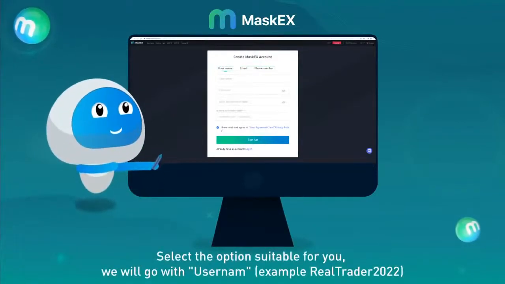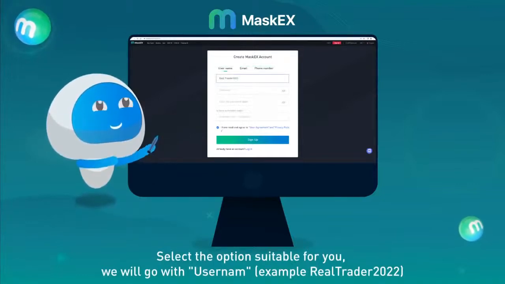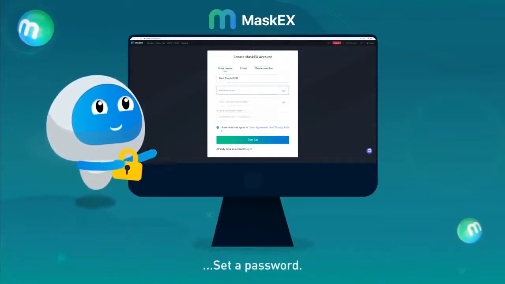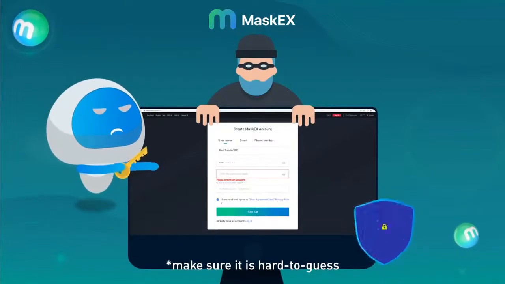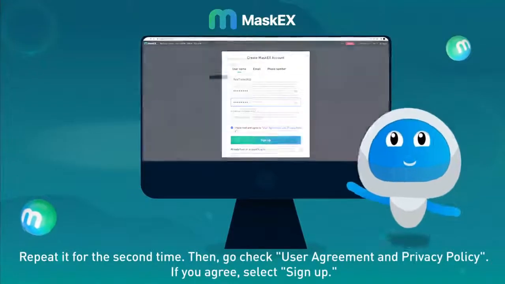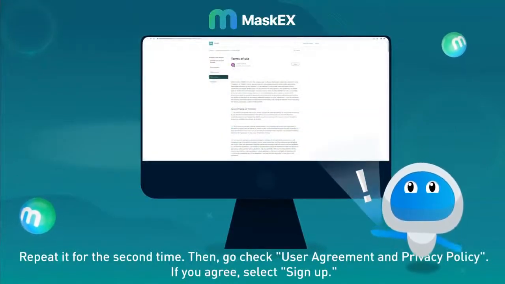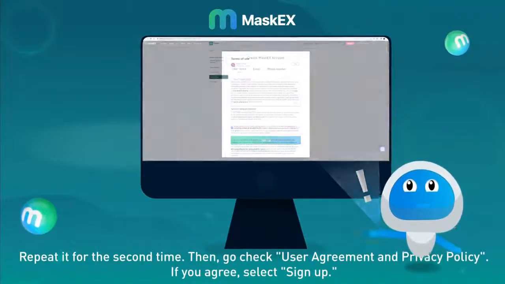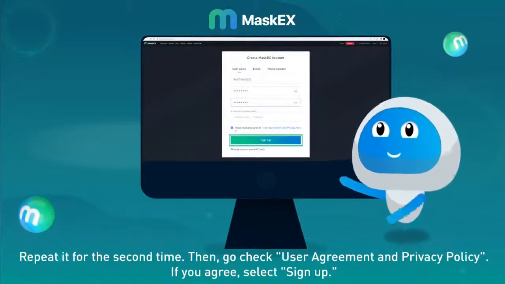Select the option suitable for you. We will go with username, example Real Trader 2022. Set a password. Make sure it is hard to guess. Repeat it for the second time. Then go check the user agreement and privacy policy. If you agree, select sign up.